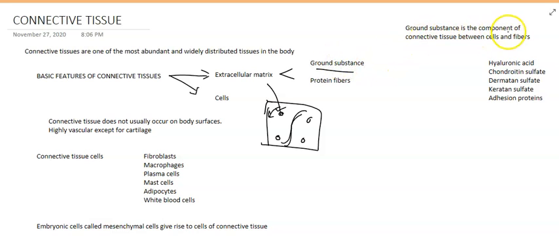Ground substance is the component of connective tissue between cells and fibers. It may be fluid, semi-fluid, gelatinous, or calcified. It supports cells, binds them together, stores water, and provides a medium for exchange of substances between the blood and cells. The main components of ground substance are water and large organic molecules. These organic molecules vary depending upon the location of the tissues.